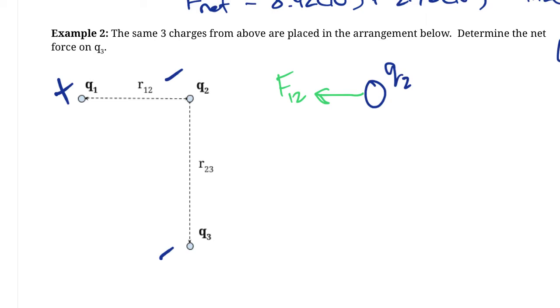Q2 and Q3 are the same sign. They're both negative, so they're going to have a repulsive force. So the force there is going to be in this direction, right? Or you could draw the arrow on top. It doesn't really matter where you draw it for the free body diagram. So these are the two directions of the forces that are going to act on that particle.